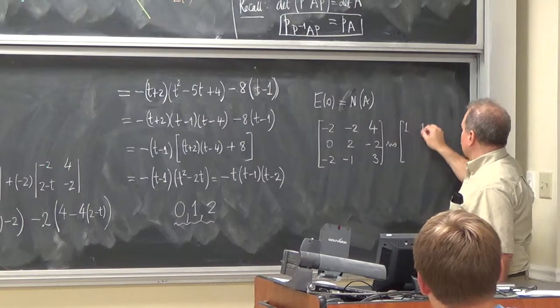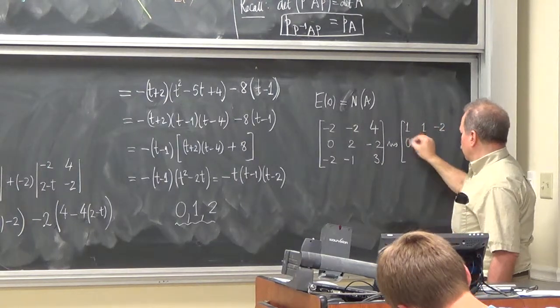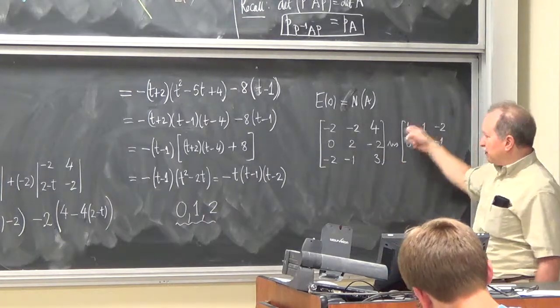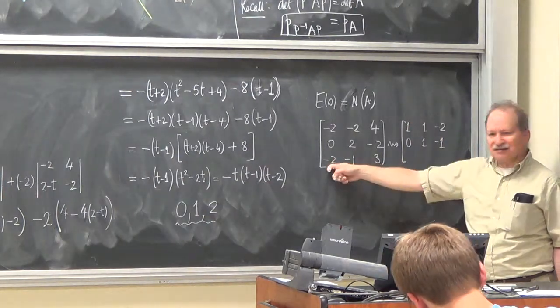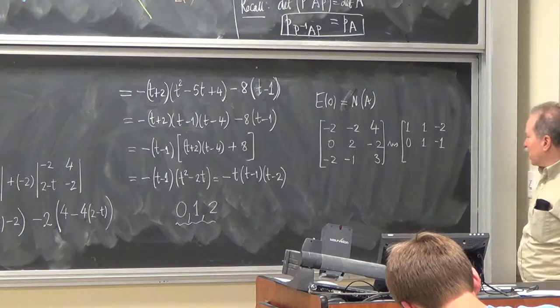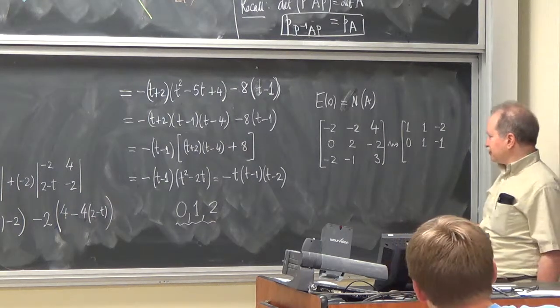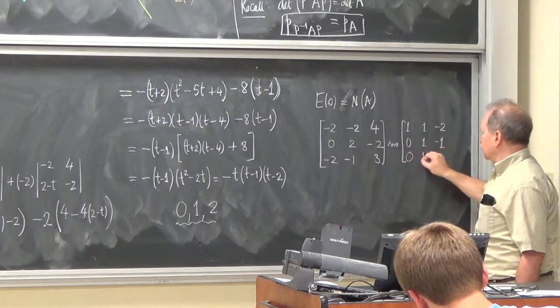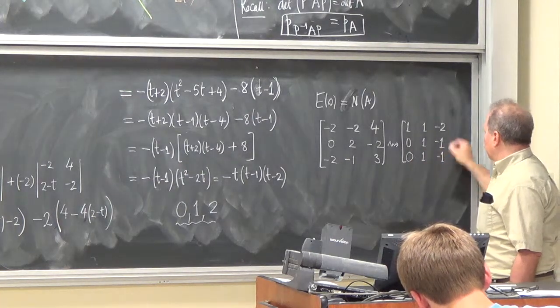You do it for the second row as well. And then I want to use my first pivot to kill off this negative 2. So what's the last row going to become? 0, 1, and then negative 1, negative 1, negative 1.